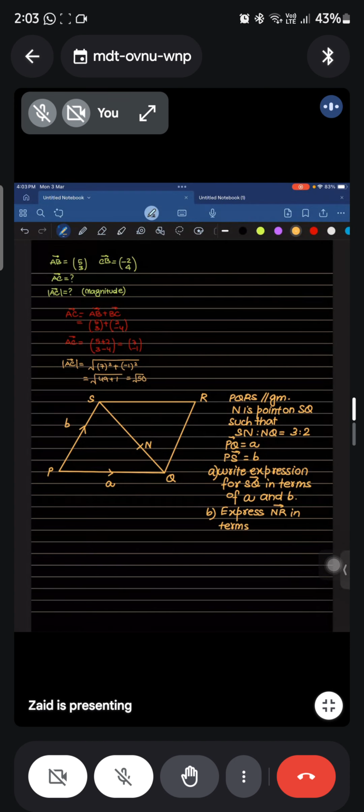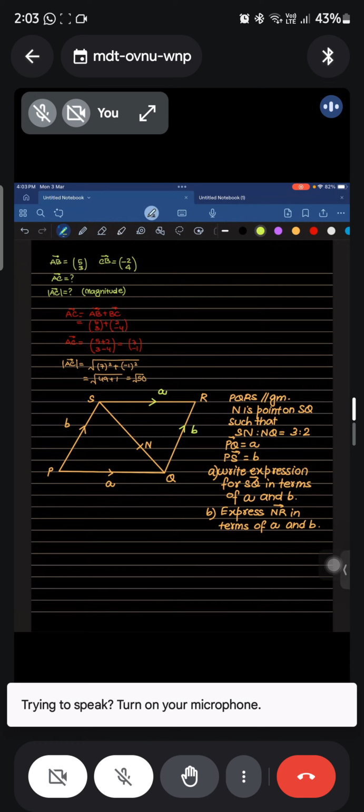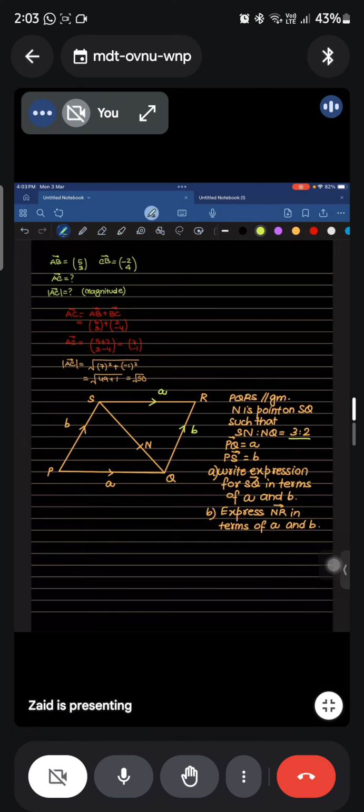So my dear students, the first thing we need to do is, if it is a parallelogram, we know that the sides opposite to each other are also going to be the same. For instance, if PS is B, then QR is also B. And if PQ is A, then SR is also A. Done? Okay. The next information they have given is that the ratio SN to NQ is 3 upon 2.